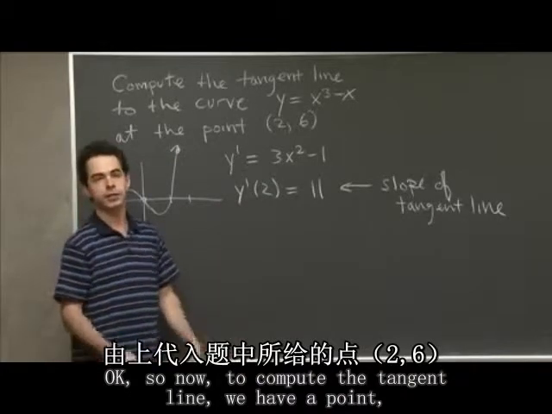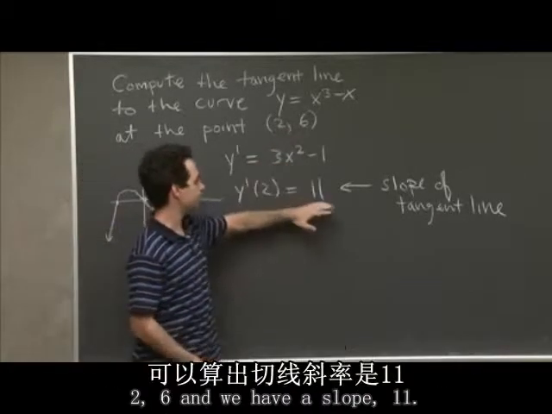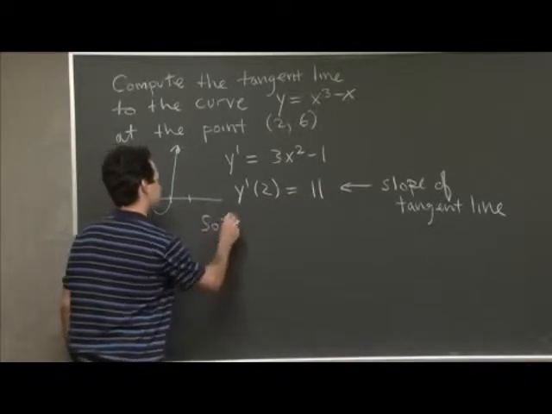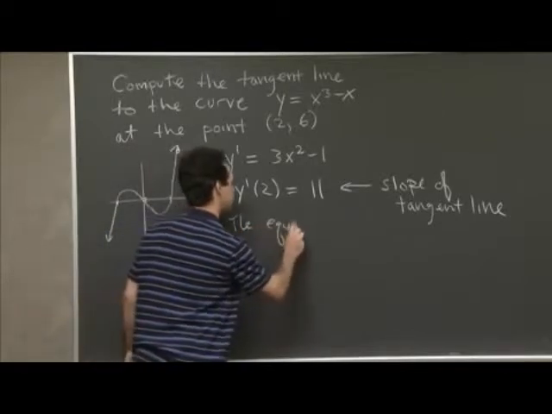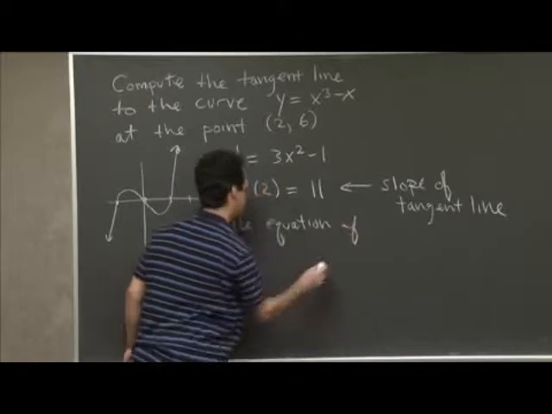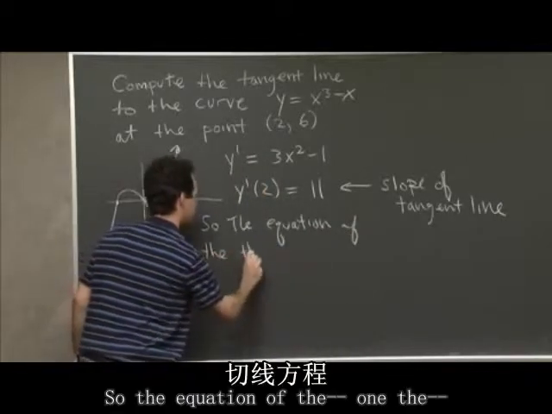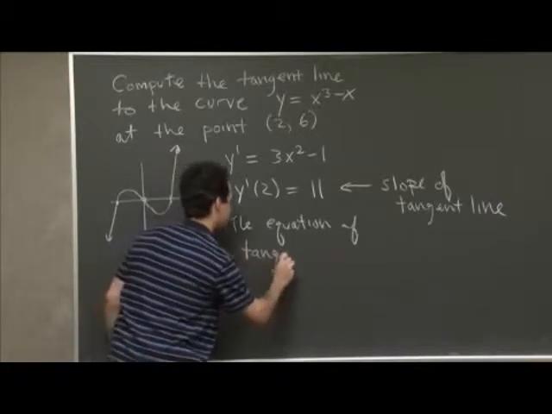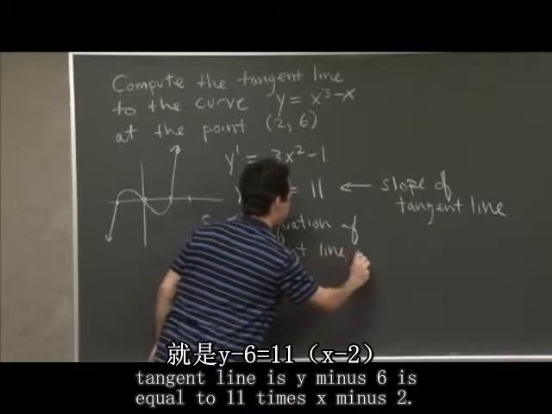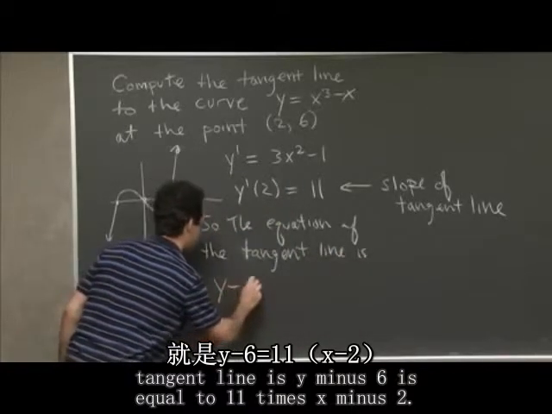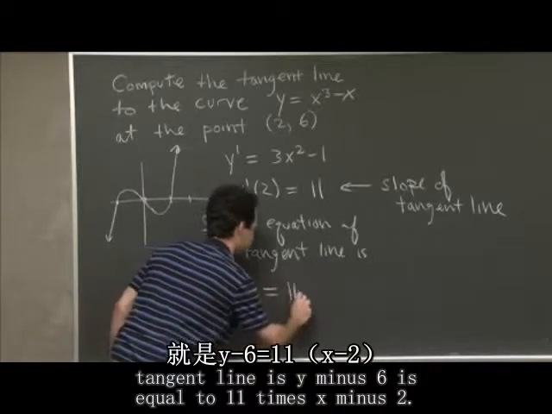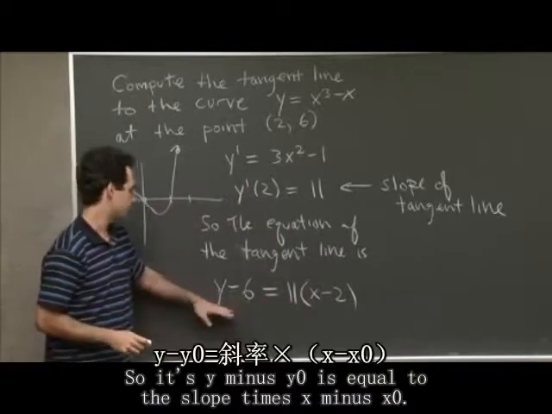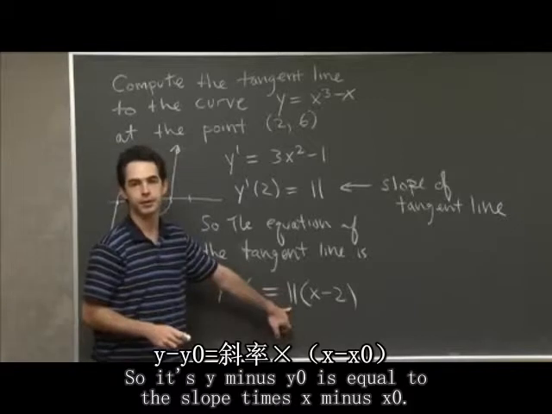Now to compute the tangent line, we have a point (2, 6) and we have a slope 11, so we can plug into point-slope form. The equation of the tangent line is y minus 6 is equal to 11 times x minus 2. So it's y minus y0 is equal to the slope times x minus x0.